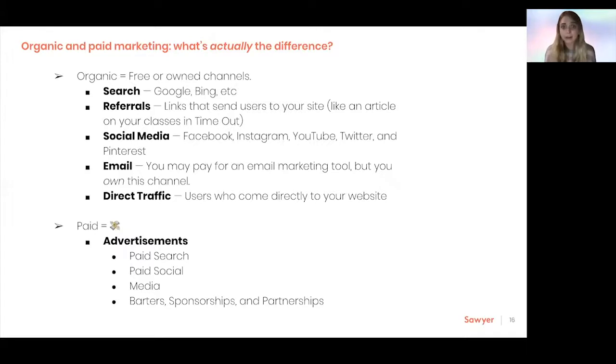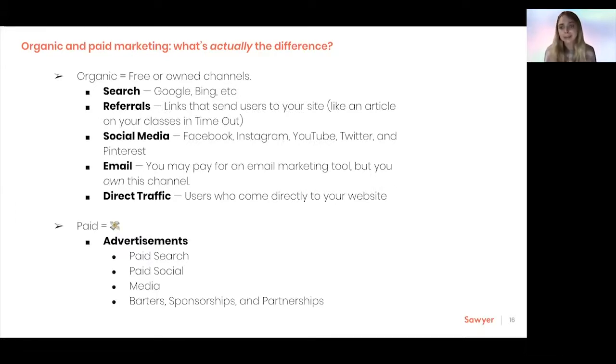Organic channels are free channels or channels that you own. These are things like Google search and referrals. Maybe one of your classes was written up in a magazine or a local newspaper. Someone clicks on a link, that would be counted as a referral. Social media, you guys are already pros at that. Email, you probably pay for an email marketing tool like MailChimp or Constant Contact. Even though you pay for it, it's considered organic because you own this channel. And then direct traffic.